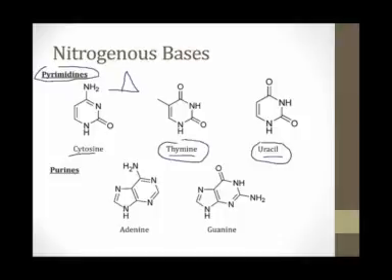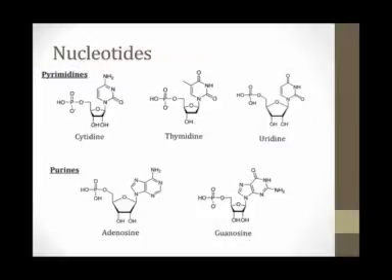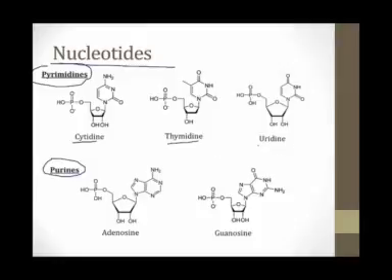There are also nitrogenous bases with two rings. These are called the purines, and those are adenine and guanine. When one of the nitrogenous bases is added to a ribose sugar and a phosphate, it is then called a nucleotide. And there are pyrimidine nucleotides which contain the pyrimidine bases, and there are purine nucleotides which contain the purine bases. And the nucleotides have names which are similar to the base they contain. So for example, cytidine contains cytosine, thymidine contains thymine, and uridine contains uracil. There are also nucleotides called adenosine and guanosine.